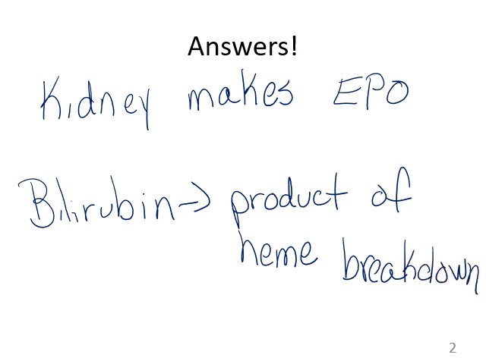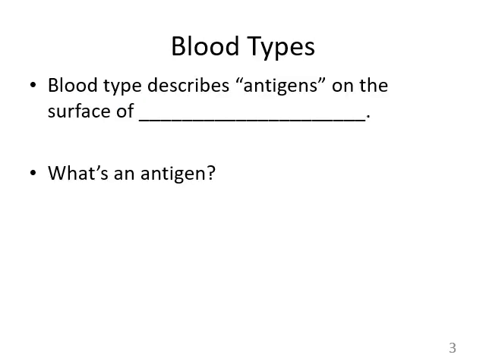Okay, let's go upward and onward to blood types. When we talk about blood types, we are talking about these things called antigens that live on the surface of our erythrocytes.